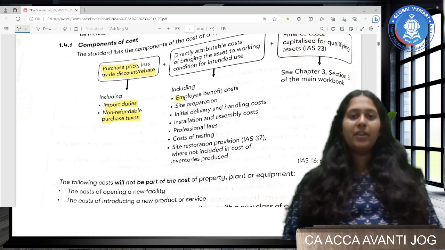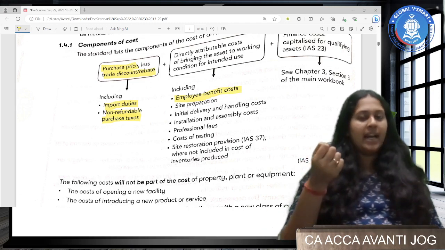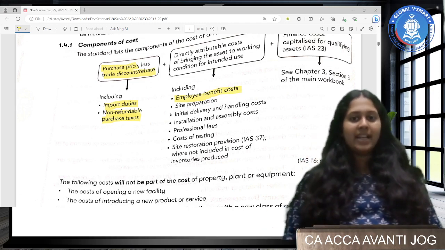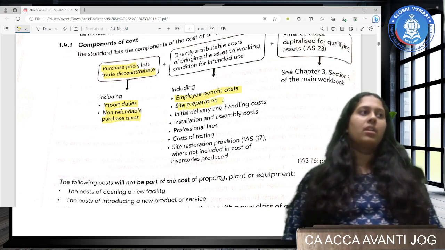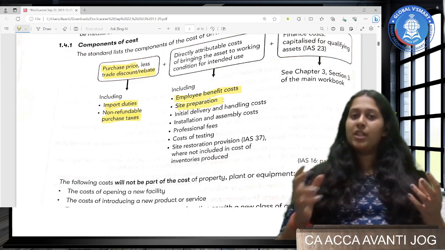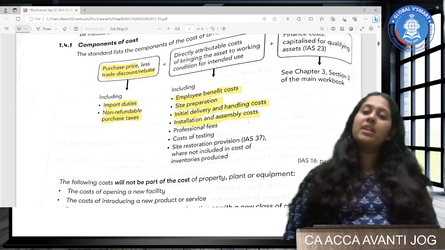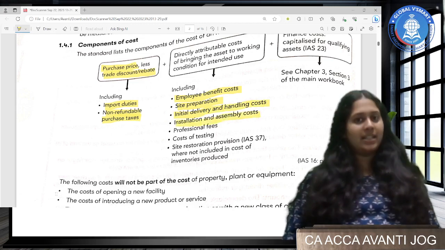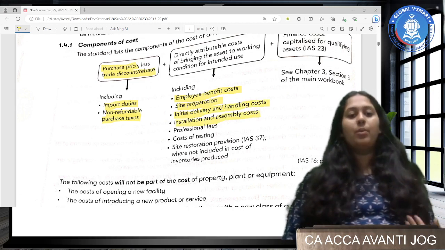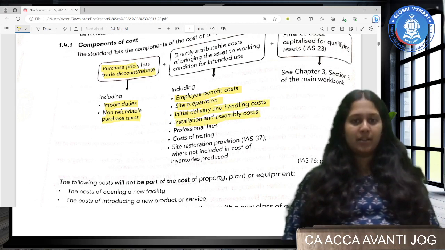So employee benefit costs, for example, if you took employees for assembling the asset, for transporting the asset, site preparation, that is making space for the asset, or conducive changes for the installation of the asset. Initial delivery and handling cost, transportation, installation and assembly, because without installation and assembly, you cannot use the asset. If you cannot use the asset, how will you get economic benefits out of the asset?